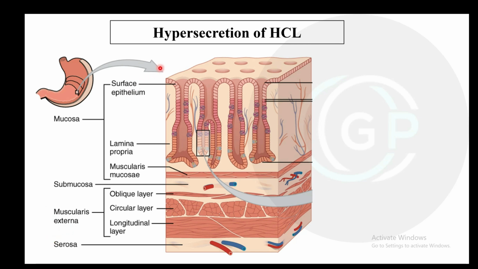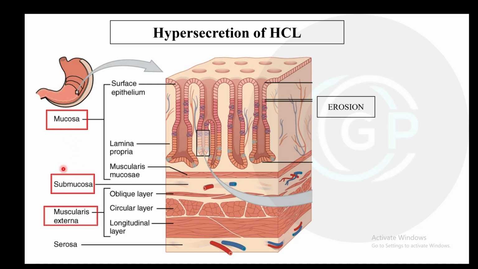If there is a hypersecretion of HCl, then definitely it will damage the layer of mucosa. So when only the mucosa is damaged, that's called an erosion. But sometimes if there is more hypersecretion of HCl, it may damage the other layers also. It may damage the submucosa, or it may damage the muscularis externa. So if all these three layers are damaged, then that is known as ulceration.